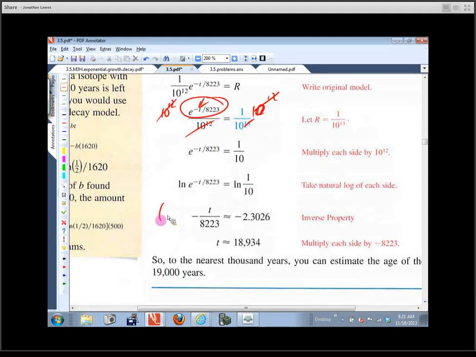Times by negative 83 or 8223. So times by negative 8223. Those would cancel, so I'd end up with t equals, and if you type that into your calculator, that should tell you that it's 18,934 years old. Okay? There's probably some rounding in here.